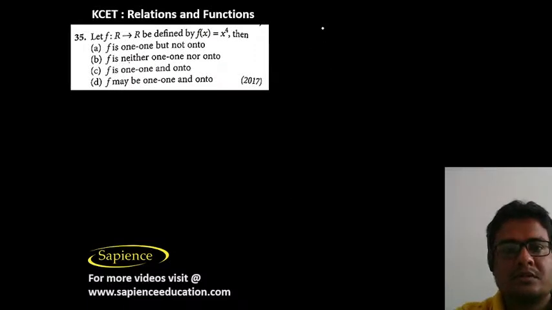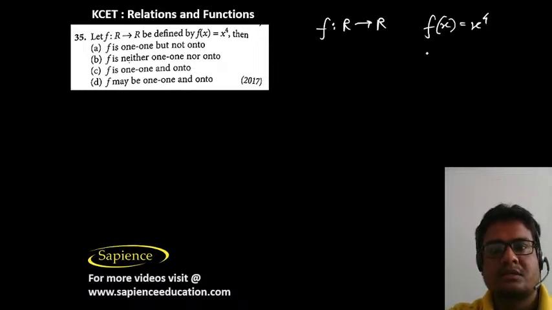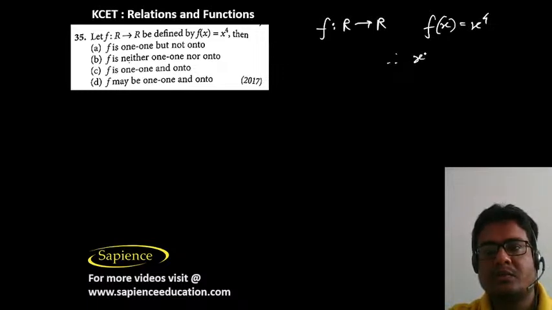Then it is told that let f be a function which maps from the set R to R. It is defined as f of x equals x power 4. Then you have to find if the function is 1-1 or onto or not. So x power 4 will always be greater than or equal to 0 for all x belonging to R. So for all real numbers, x power 4 will always be greater than or equal to 0 only.